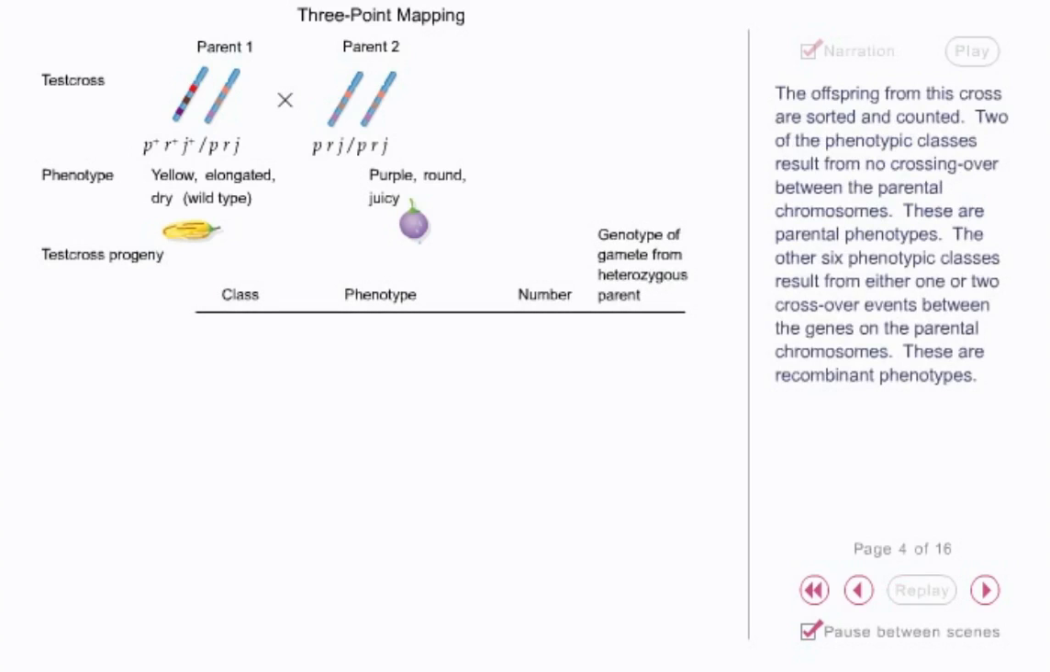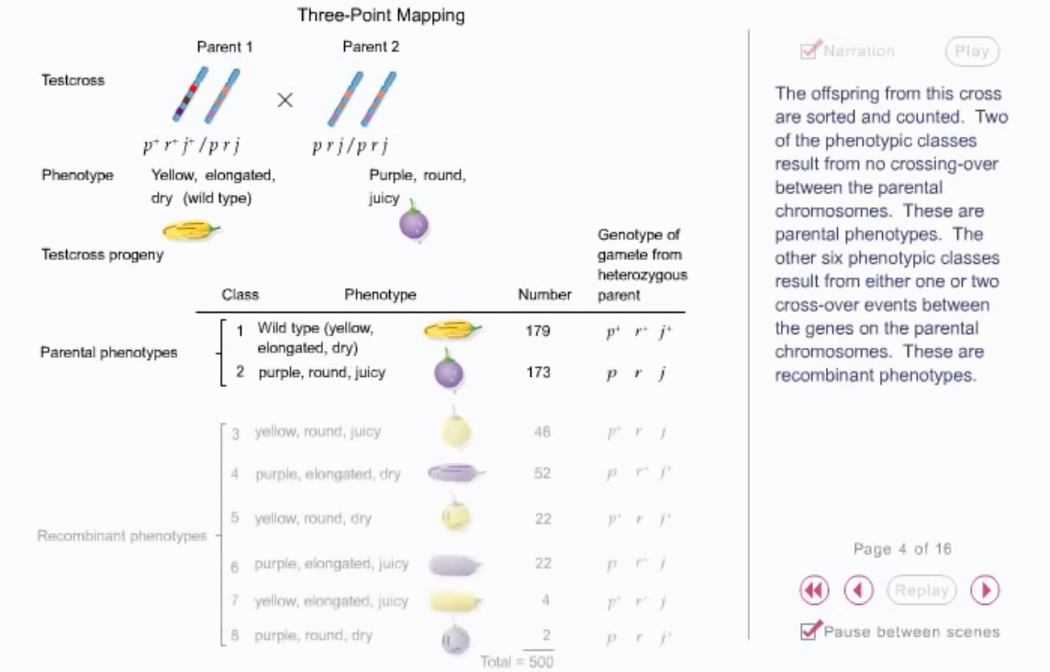2 of the phenotypic classes result from no crossing over between the parental chromosomes. These are parental phenotypes. The other 6 phenotypic classes result from either 1 or 2 crossover events between the genes on the parental chromosomes. These are recombinant phenotypes.